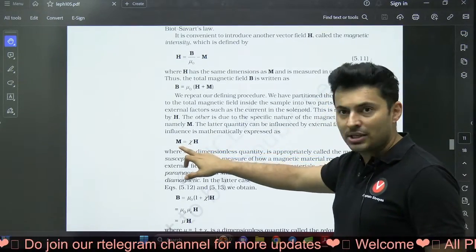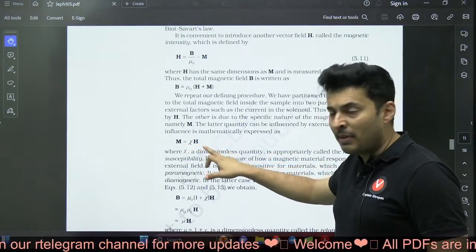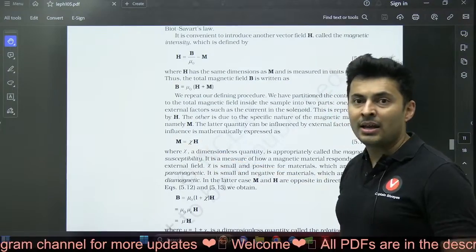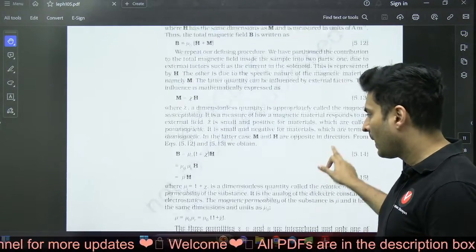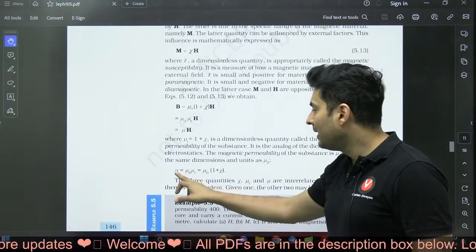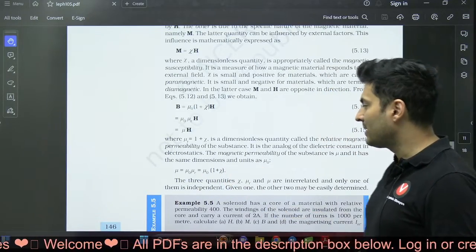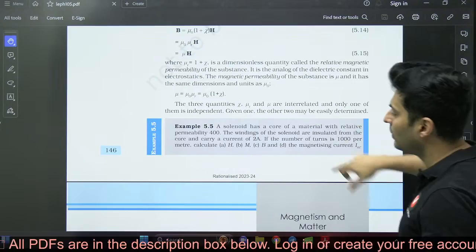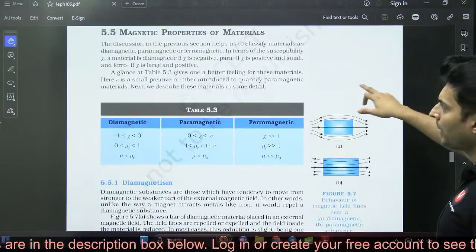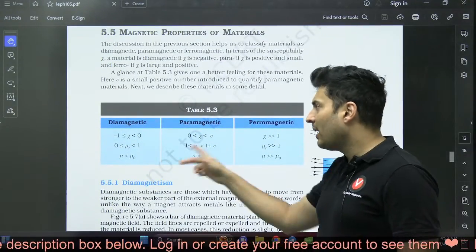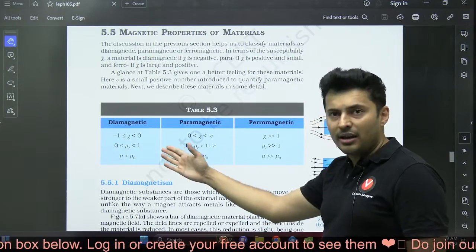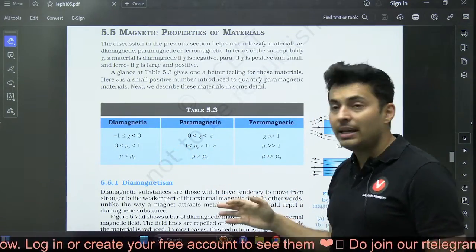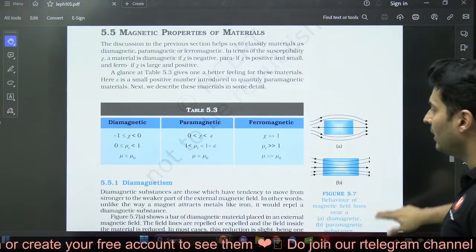The magnetization divided by magnetic intensity is given by susceptibility X, and relative permeability is 1 plus X. Relative permeability is 1 plus susceptibility. It is mentioned over here. Okay. Magnetic properties, dia, para, ferro. What is the range of susceptibility, permeability? You should know this table by heart.